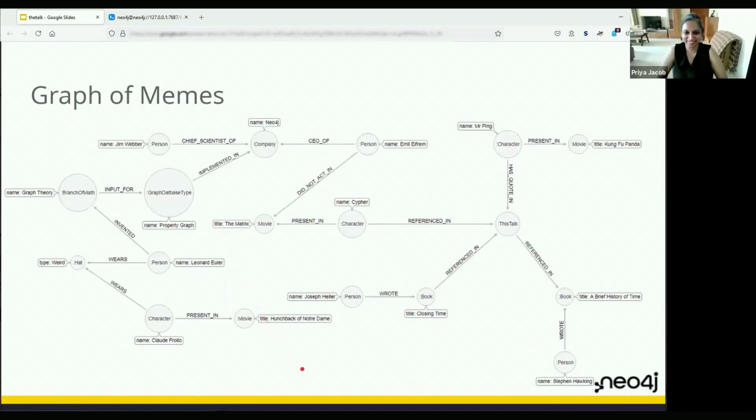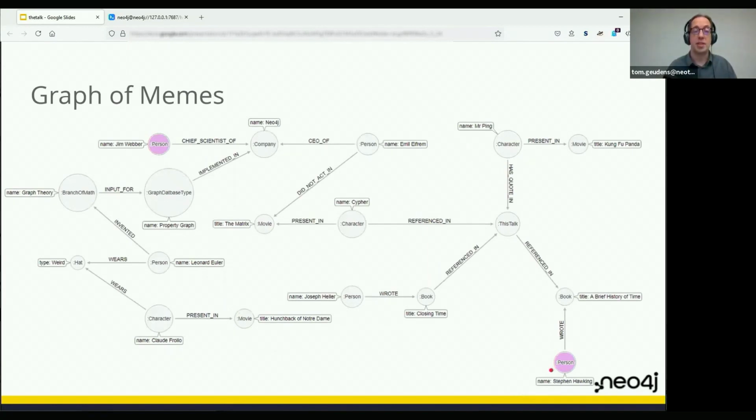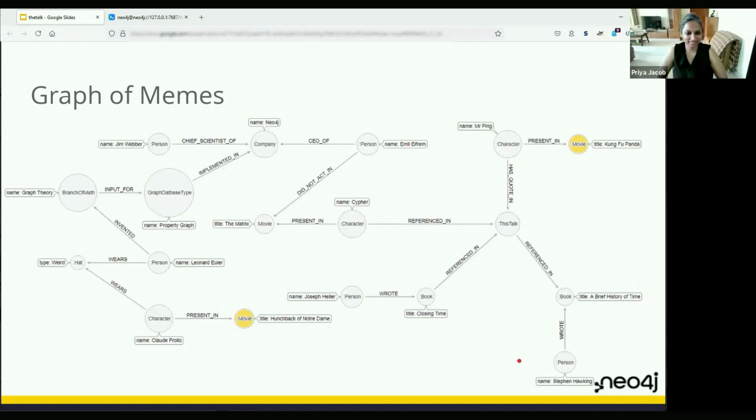Everything is connected throughout. The whole talk was a build-up of connections. For example, Jim Webber is linked to Stephen Hawking. That's not that obvious, but the graph obviously shows it is. Or the Hunchback of Notre Dame is linked to Kung Fu Panda. It is all true, it is all possible. And the moment you start seeing those connections in your problem area, in your organization, that is when the value of the graph becomes clear. So yes, absolutely, I think that was the message.